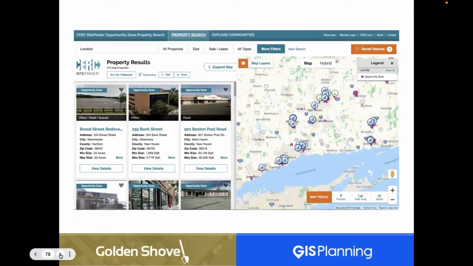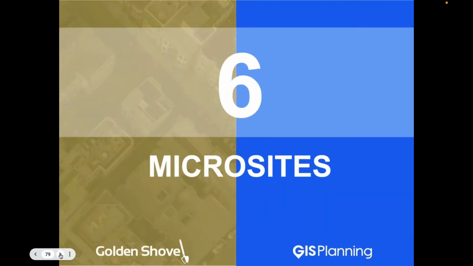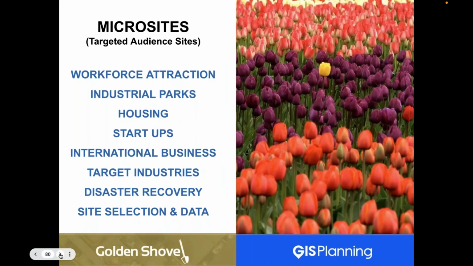Similarly, we see over here the state of Connecticut. They've actually since renamed themselves. I should have updated the web page here. It's Advanced CT, Advanced Connecticut, but they're showing just properties in opportunity zones. So this is an opportunity zone property search. You could do that within Zoom Prospector, but in this case, it's dedicated just to op zone properties as well. That brings us to number 6, microsites.